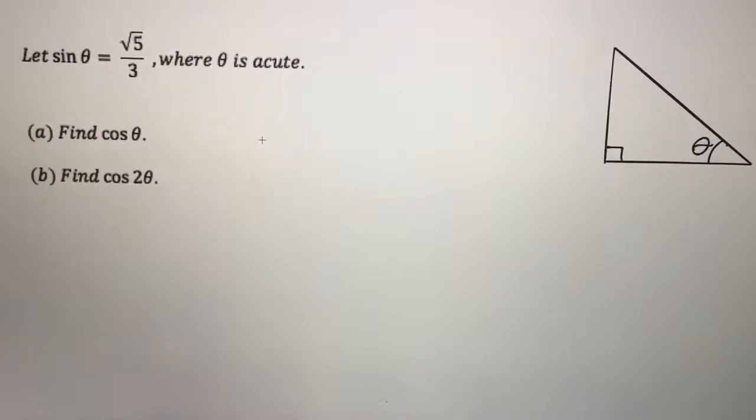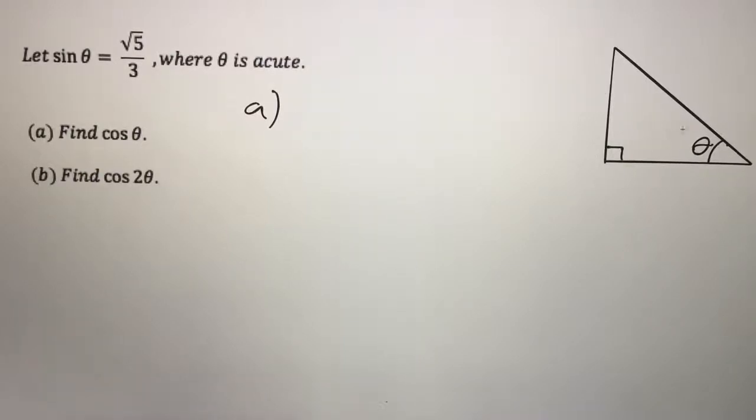Let sine of theta be square root of 5 over 3, where theta is acute. He's asking us to find the cosine of theta. So let's do this here. We can look at identities to find the cosine. We can say that sine squared plus cosine squared equals 1.